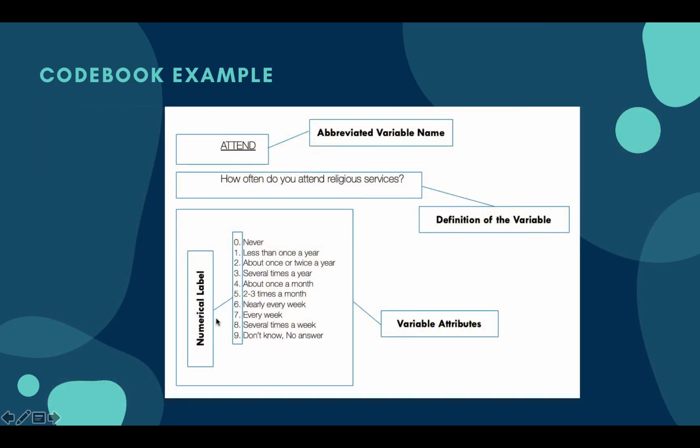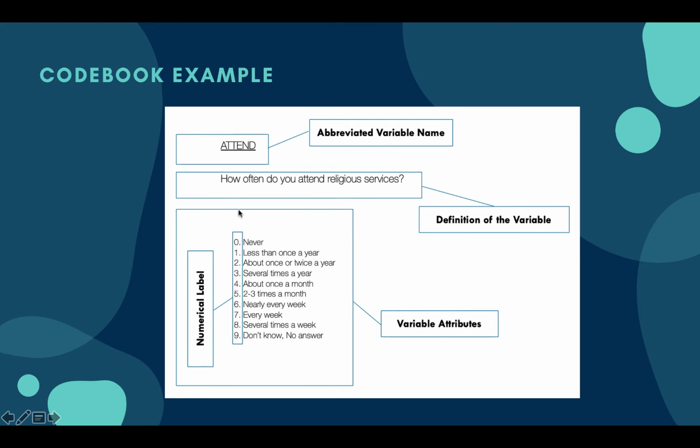Here's another one. So here's the attend variable. So I take that from the last slide and I just kind of highlight the various attributes or the various important parts of the codebook. We have attend listed here. That's the abbreviated variable name. We have how often do you attend religious services? That's the definition of the variable. We have variable attributes, 0, never, less than once a year, about once or twice a year, all the way up to don't know and no answer.